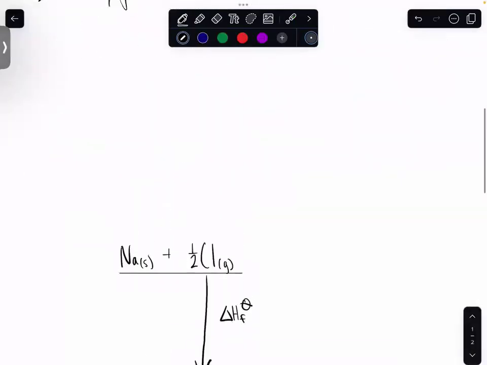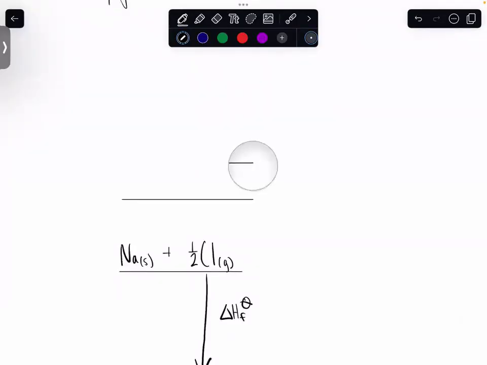So we're going to make our first change, which is actually converting the sodium into a gas. I'm using down arrows to represent exothermic, things that release heat, and up arrows to represent endothermic, things that absorb heat. So to turn sodium from a solid to a gas, we actually need to absorb quite a bit of heat. And this is our delta H of atomization. So when we atomize just our sodium, we end up with Na gas. That is the only change between our first one and our second one.